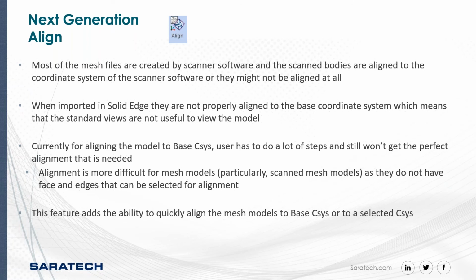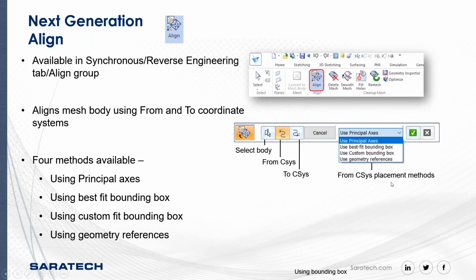So the alignment is more difficult for the mesh models, particularly the scan mesh data, as they do not have faces and edges that can be selected for alignment. This feature has the ability to quickly align the mesh models to the base system or the selected system. So you can see here our align option on our toolbar. So align the mesh body using the from or to coordinate system. So you can see here, we've got the from or to. And what is my principal data, the principal axis? Or I can use the best fit bounding boxes or use our custom bounding boxes.